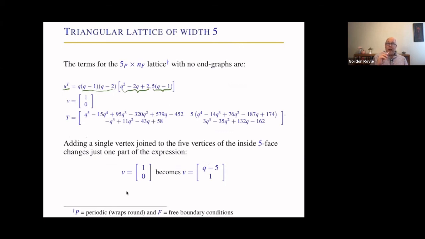If I add a single vertex on the inside 5 face, so I insert an n graph, then it changes what V is. And V changes from 1, 0 to Q minus 5, 1. Okay, no problem. Why does that help us? Well, what happens is that certain things become identically 0 when you do some of these changes, and that's really what we're looking for.